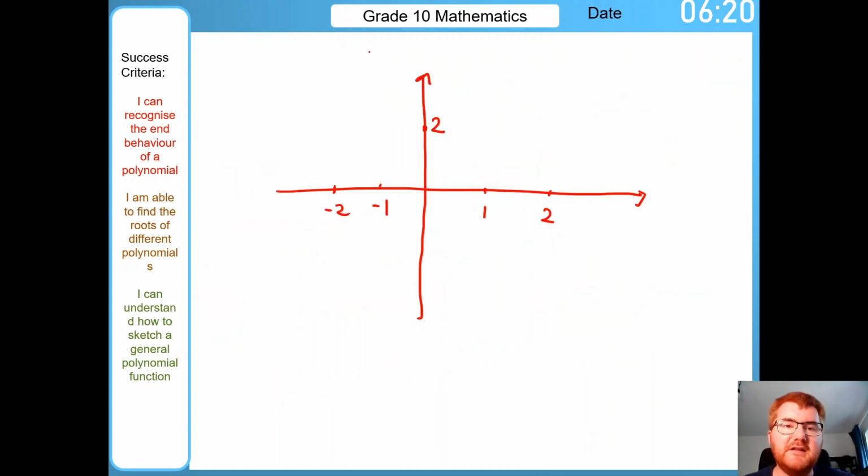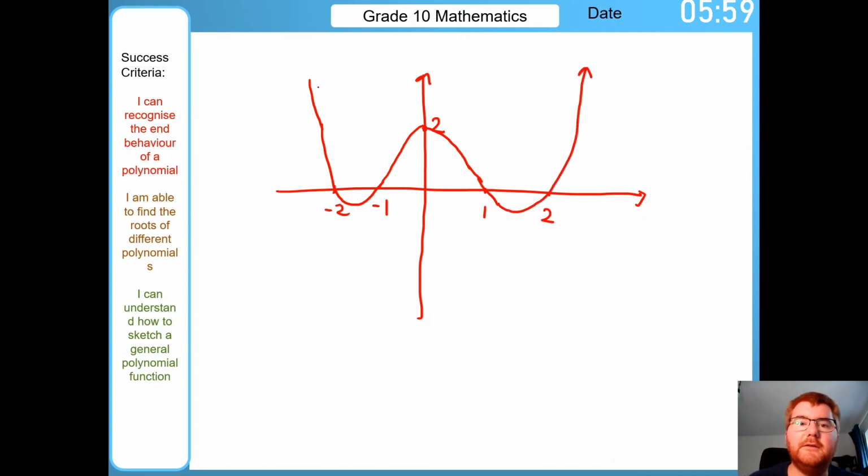So if we put everything together, we're going to start from up here. Now we've got no repeated roots, so we're going to cross the axis. Then we're going to come back to the y-intercept, and then back down again. Again, we're not going to just touch, we're going to go through because there's no repeated roots. And then finally, we draw the function going up like this. So by using those 3 facts we know about this particular polynomial, we've managed to draw a pretty good sketch of that function.